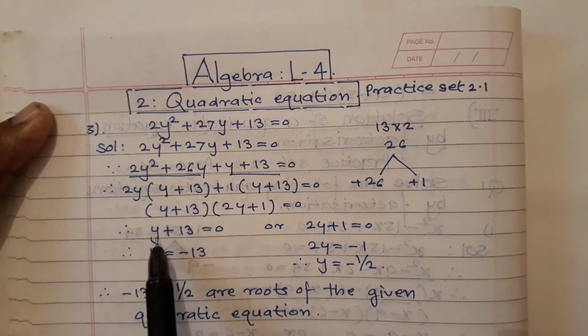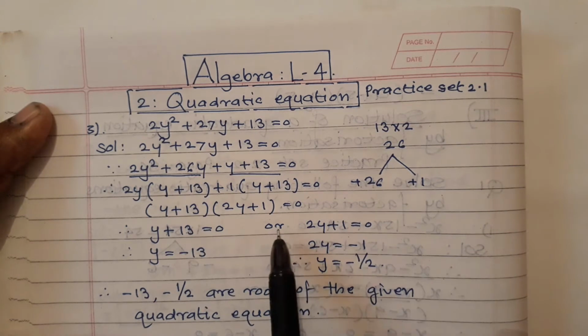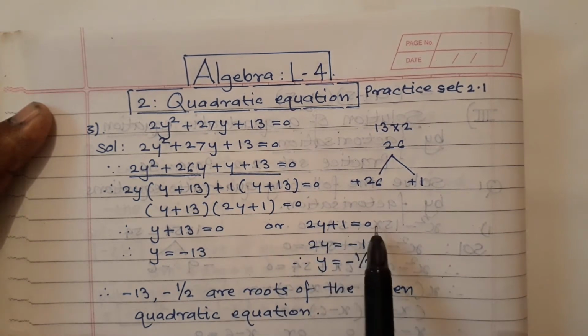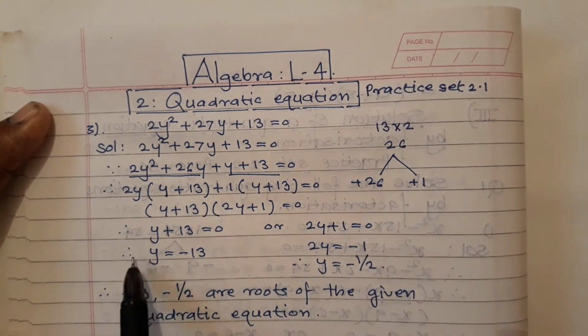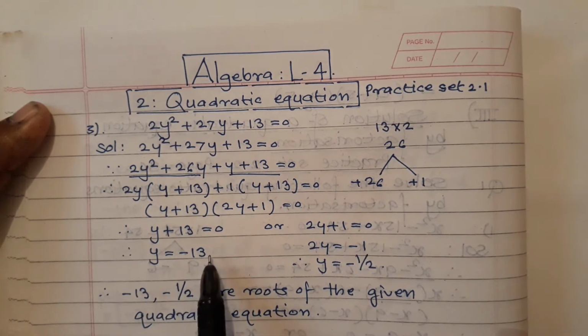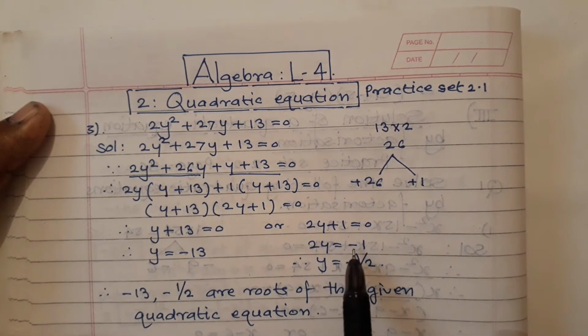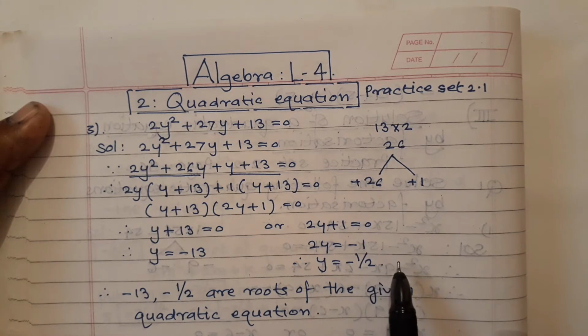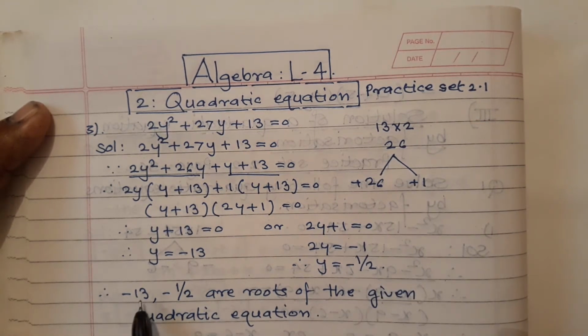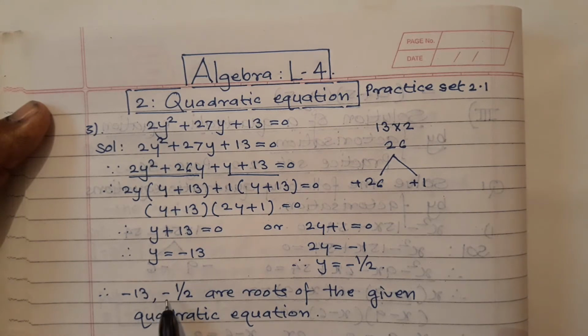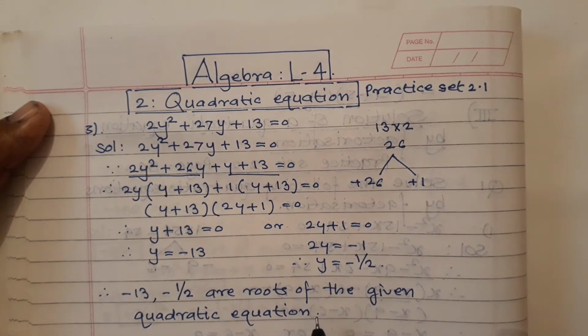And therefore y plus 13 is equal to 0, or 2y plus 1 is equal to 0, and therefore y is equal to minus 13 and 2y is equal to minus 1, and therefore y is equal to minus 1 upon 2, and therefore minus 13 or minus 1 upon 2 are the roots of the given quadratic equation.